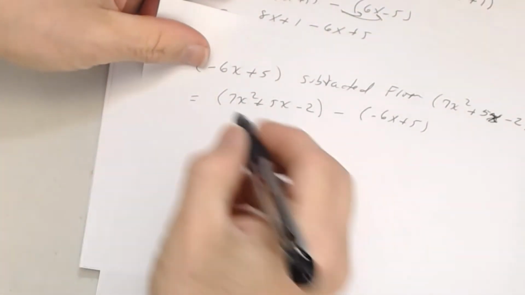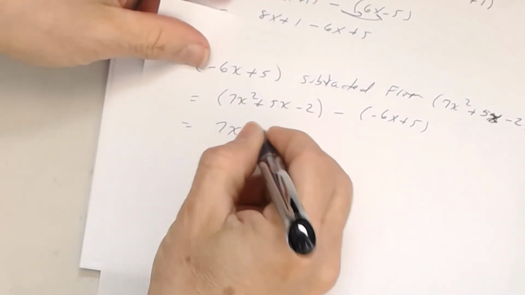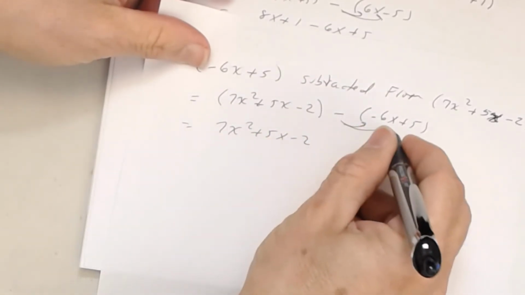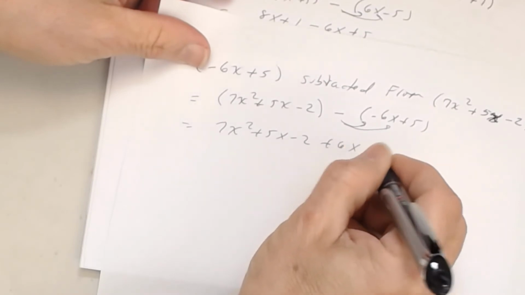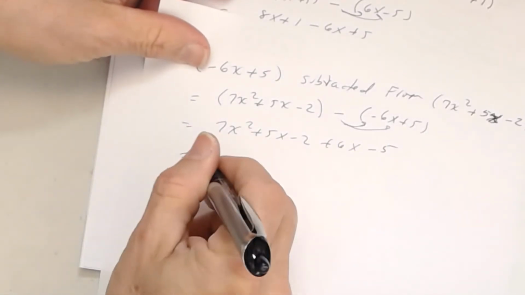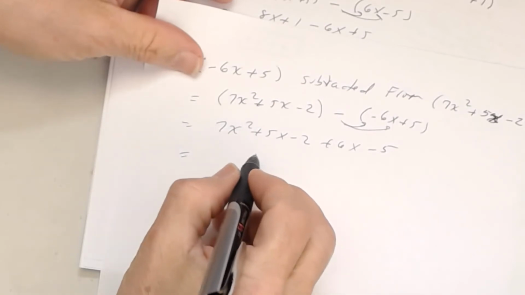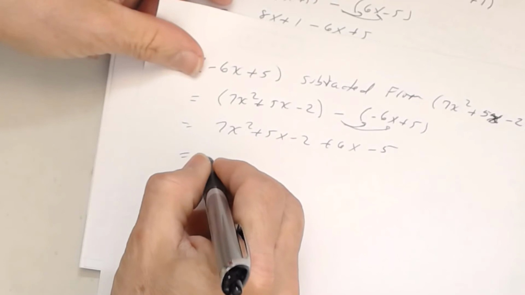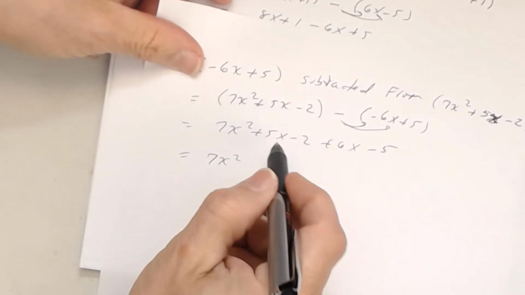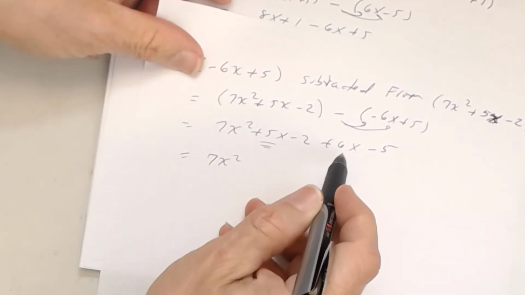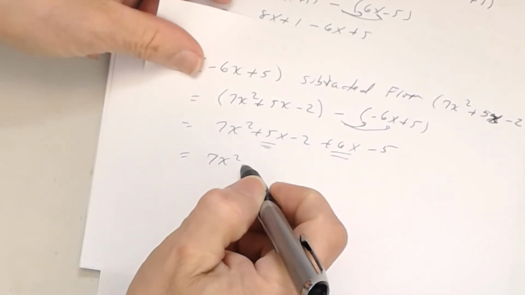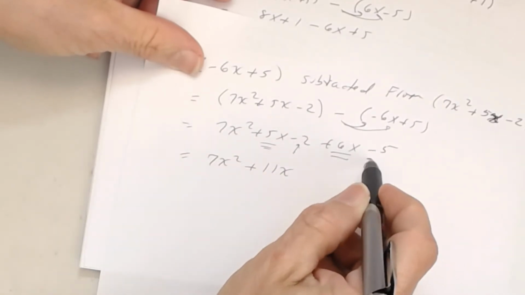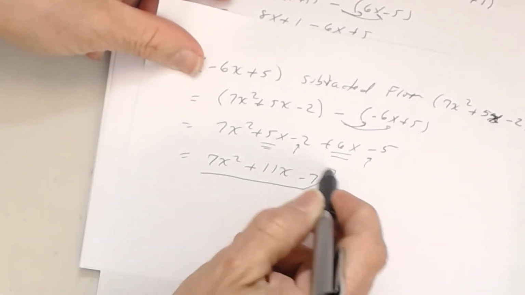Get rid of the parentheses, so that's going to be 7x squared plus 5x minus 2, and then plus 6x minus 5. And then combine like terms, put in descending order. What's going to be the first term in your answer? 7x squared. Okay, now the next term, the x's. There's a 5x and a what? 6x, so it's going to be 11x. Plus 11x. And then your constants, minus 7. Minus 7. And there's your answer.